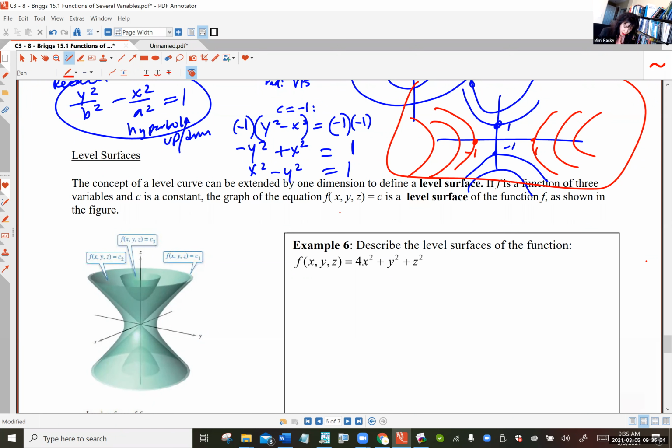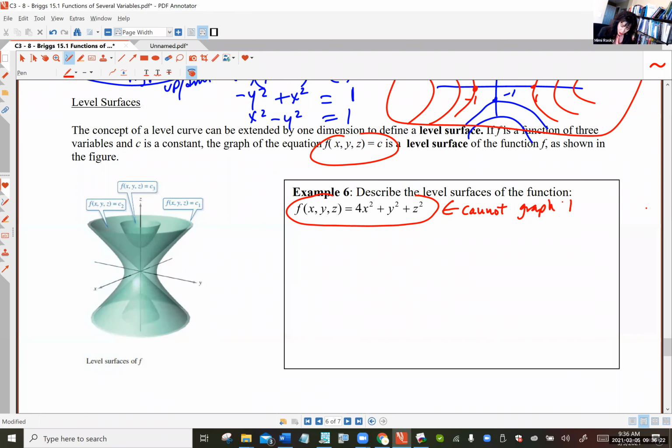Step 1 is to set your function equal to a constant, and then examine the equation, and does it remind you of something that you already know the equation for? Maybe it's a quadric surface or whatever. So let's take a look at one example here. This function right here, f of x, y, z equals 4x squared plus y squared plus z squared. You cannot graph this. You would need 4 dimensions to graph it. So I can't graph it. But you can still talk about functions of 3 variables. It's not a problem to talk about it.